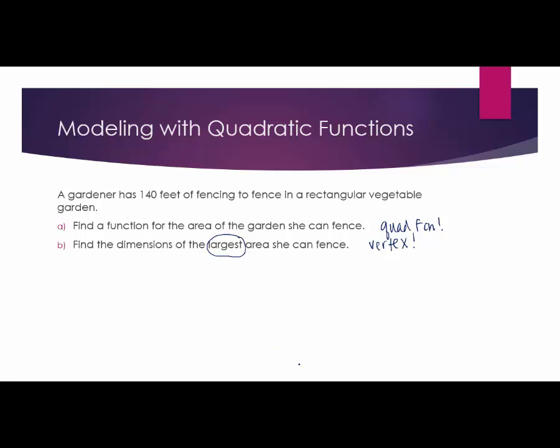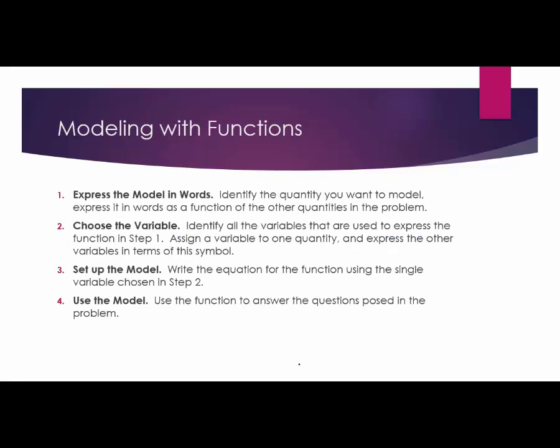Let me just review with you, this is in your textbook, but we've talked about modeling with equations. Now we're going to up that a little bit and look at modeling with functions. So here are some steps to follow. We'll express the model in words, we'll choose a variable, set up the model or write our function, and then use that model. In our case, we'll use it to find that largest possible area. This is what I'm going to roughly follow, and you should too in these examples where you have to write your own function. Let's go back here.